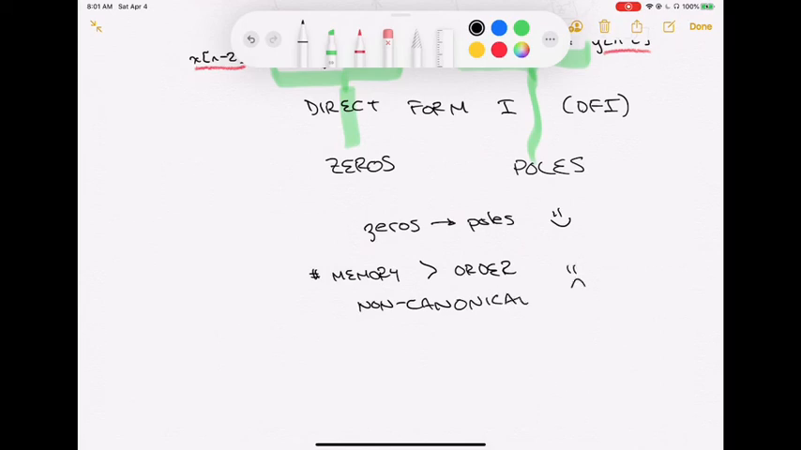Okay, this DF1, just like it was for continuous time, is a structure that is both good in some ways, and it's also bad in some ways. That goodness in these ways is because it has the zeros first followed by poles. Those zeros followed by poles are going to be something that tends to reduce overflow errors. The non-canonical nature means that we're paying too much physical memory in the overall implementation.